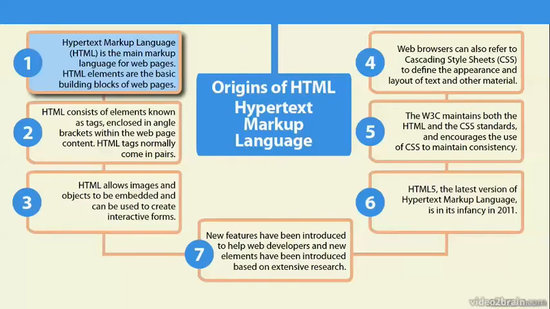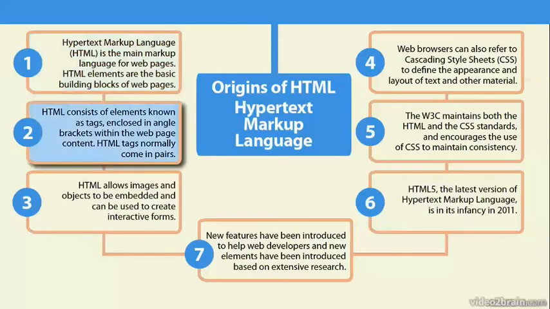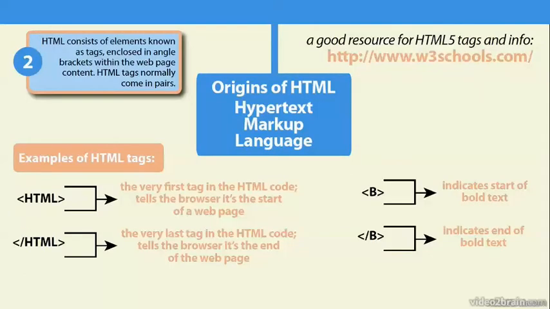Hypertext Markup Language, or HTML, is the main markup language we use for building web pages. HTML elements are the basic building blocks of the web pages. HTML consists of elements also known as tags that are enclosed in angle brackets within the web page content itself. HTML normally comes in pairs, one tag to turn something on and one to turn it off. For example, let's take a closer look.